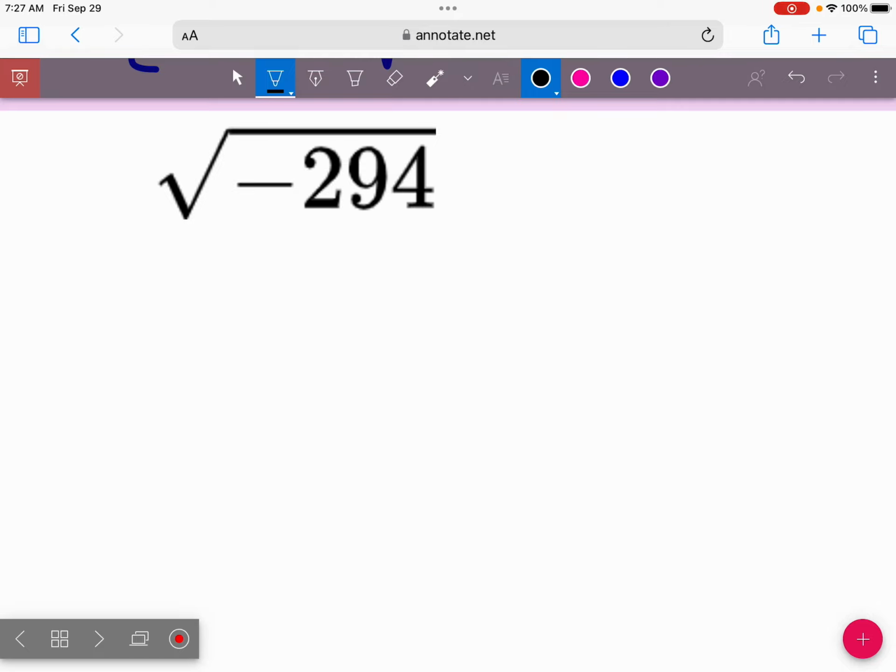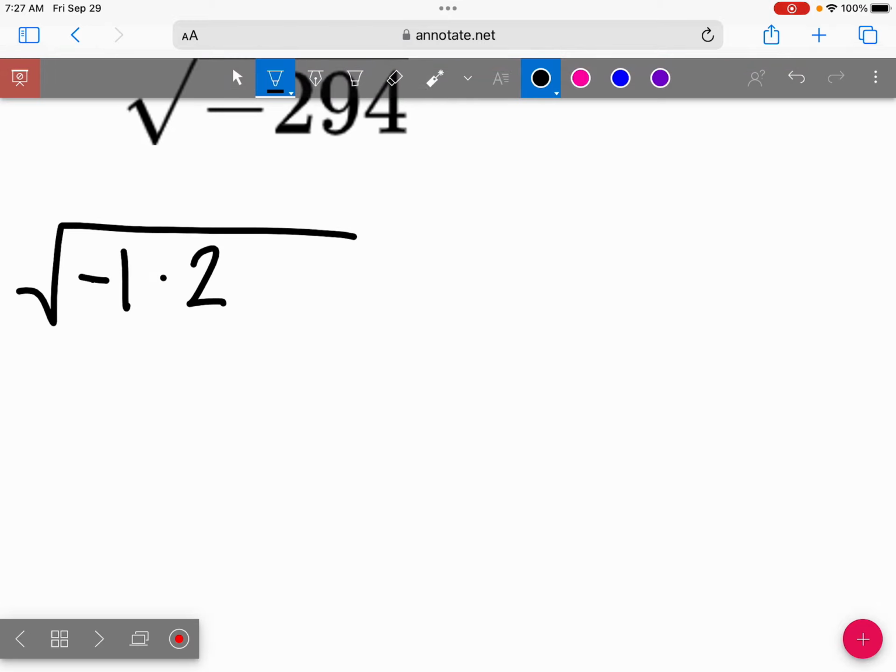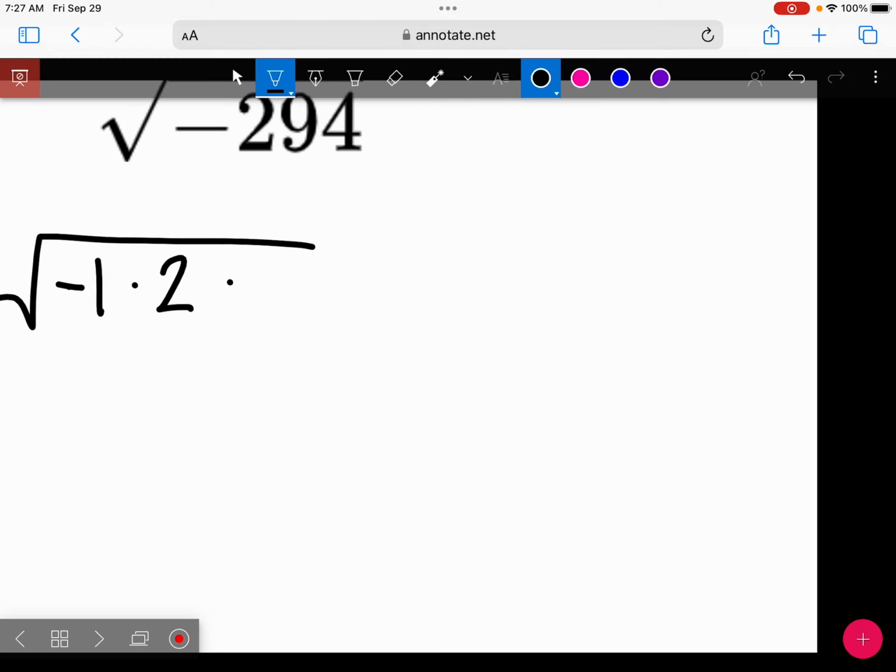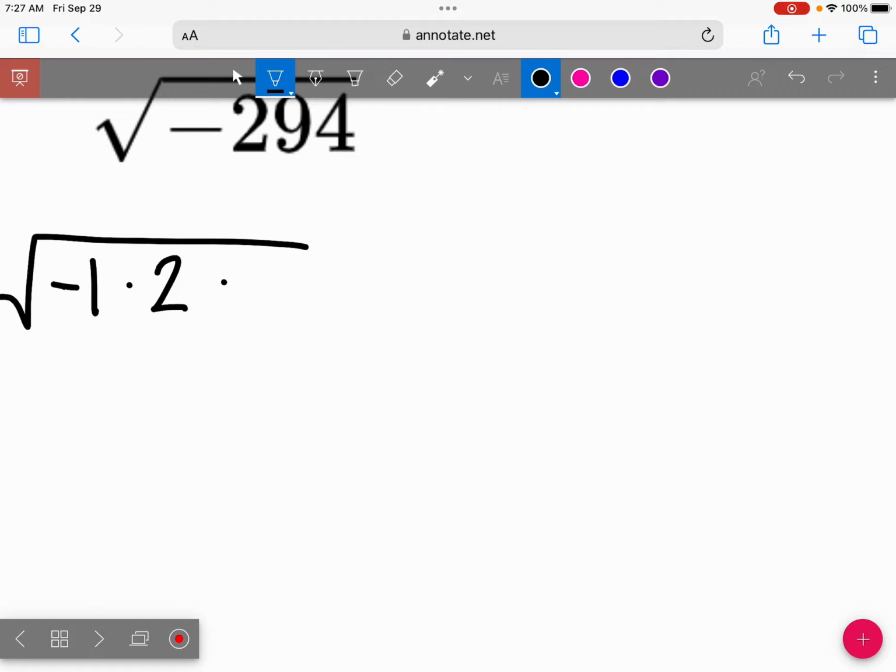So I can see that 294 is definitely even. So I know the -1's going to come out. I can see that 2 is going to come out. 294 divided by 2 gives me 147. Well, it's not even, so I'm not taking another 2. We can divide 147 by 3. And that gets me 49.